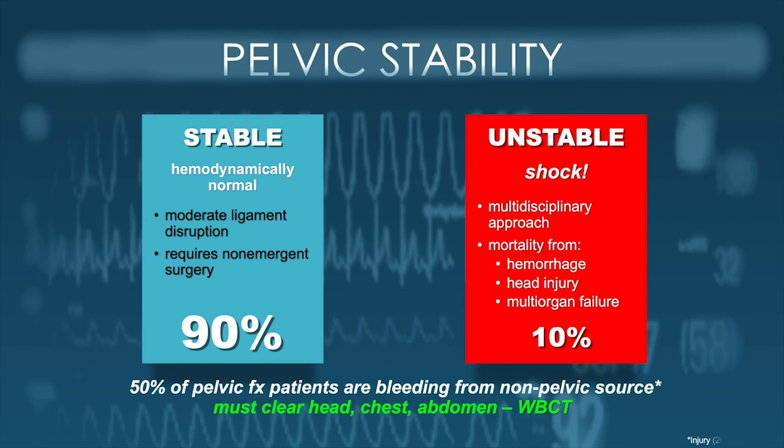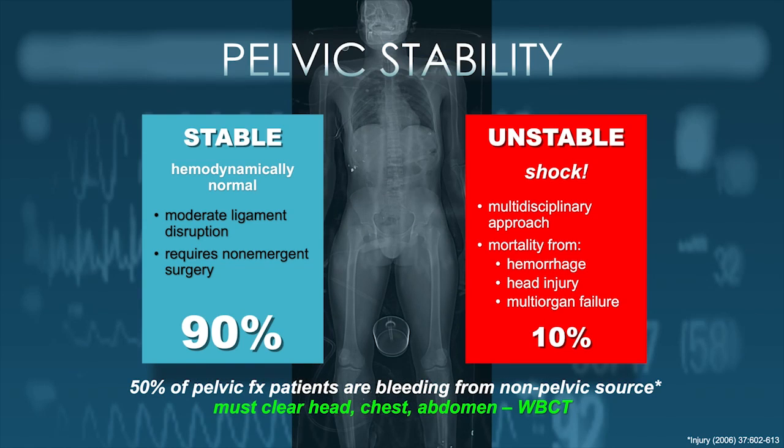And of course, we have to think about hemorrhage from non-pelvic sources, which is the case in about 50% of pelvic fracture patients. So we do need to clear the head, the chest, the abdomen, and therefore integrate these patients with whole body CTs in the majority of cases.